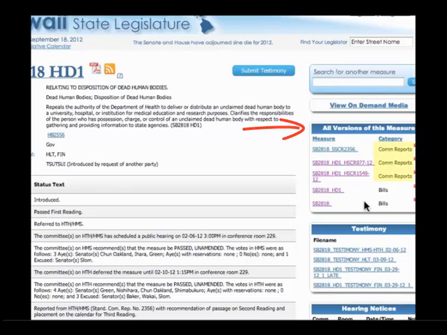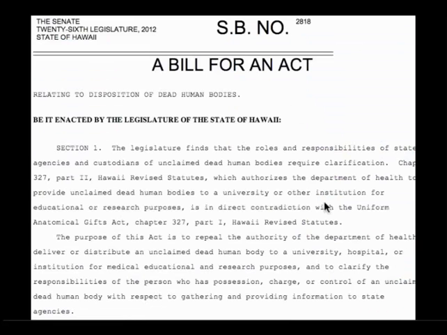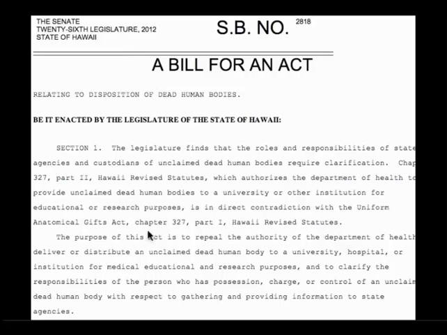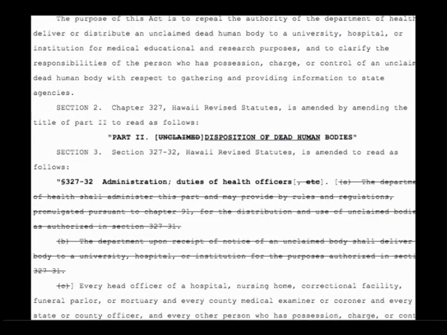So if you want to see what the actual bill looked like, you would click the bill link here, and you would find the words. This happens to be the section of the statute that deals with how we're going to dispose of dead bodies. And there is a purpose section here at the top, as there often is.